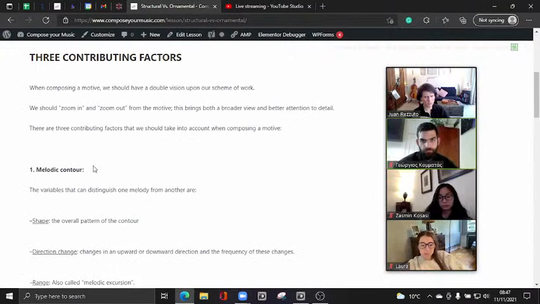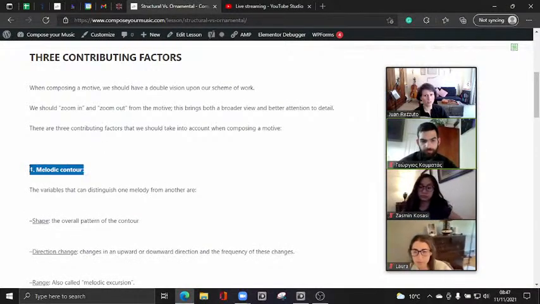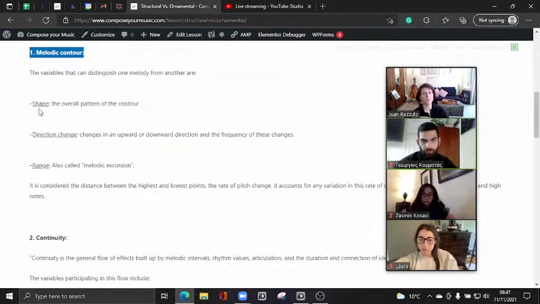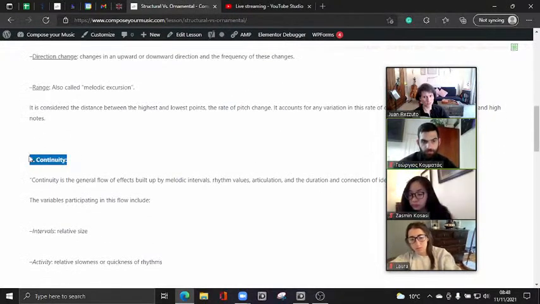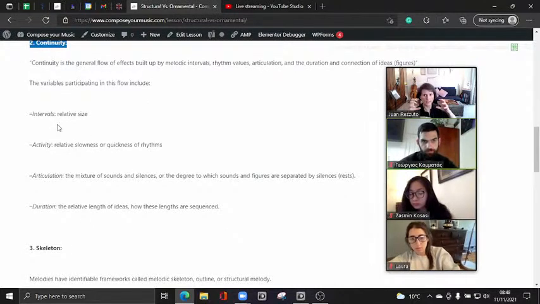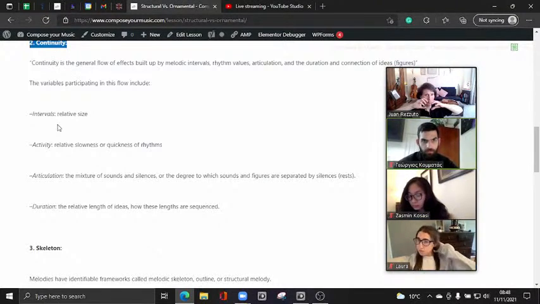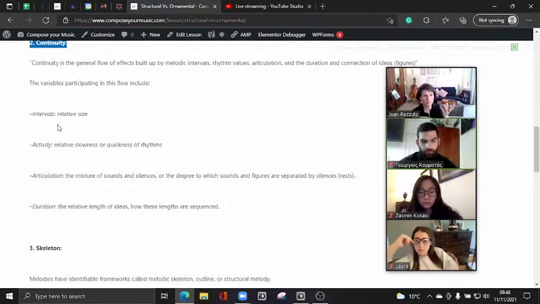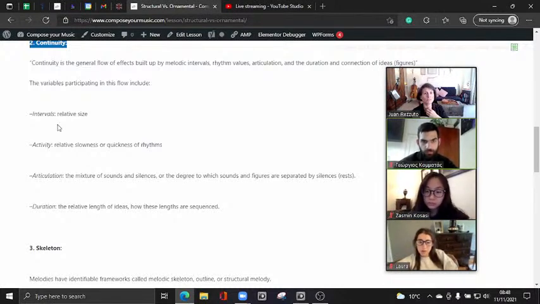I just want this to be clear. You have three contributing factors. The first one is the melodic contour, which is divided in three: shape, direction change, and range. The second one is continuity, in which you have the flow, all these effects that make the motif flow in the way that it does. That's why we have the intervals, the surface rhythm, the articulation and the duration.